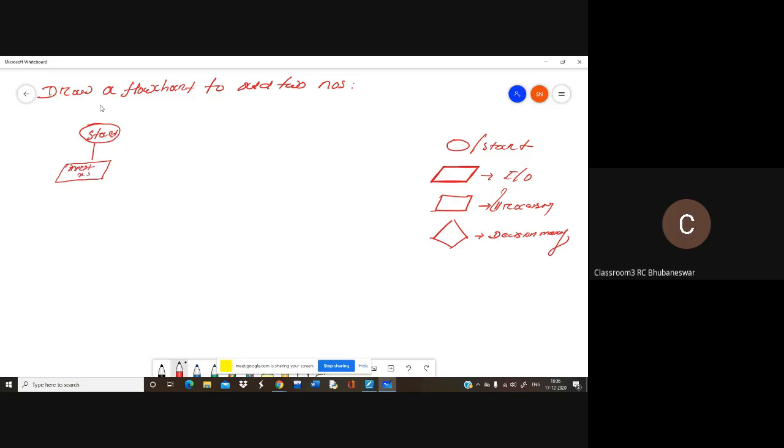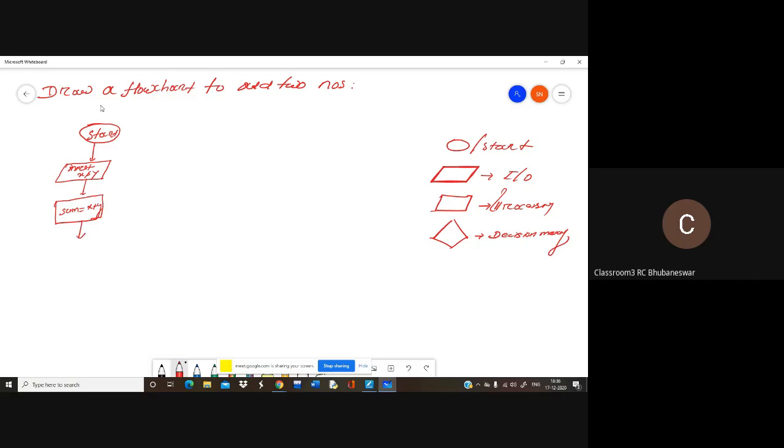Input x and y. What is the next line? Perform addition. You might be remembering, right? It is processing. What is the symbol? Rectangle. Clear? So sum equals x plus y. What is the next?